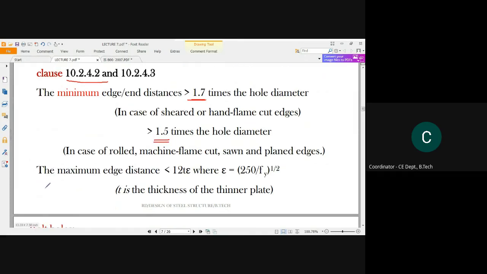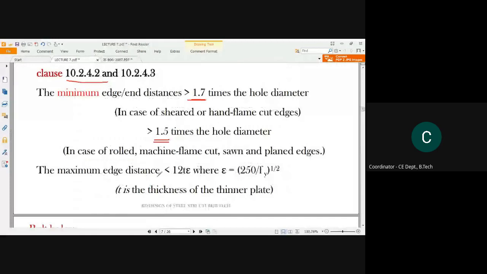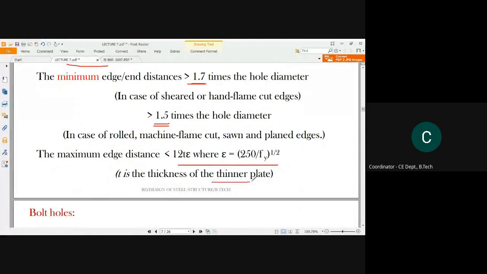Next, see the maximum edge distance. In clause 10.2.4.3, the maximum edge distance to the nearest line of fasteners from an edge of any unstiffened part should not exceed 12 t epsilon, where epsilon is also designated as the square root of 250 by fy. Here t is the thickness of the thinner plate, so mostly t has to be considered as the plate which has the least thickness.